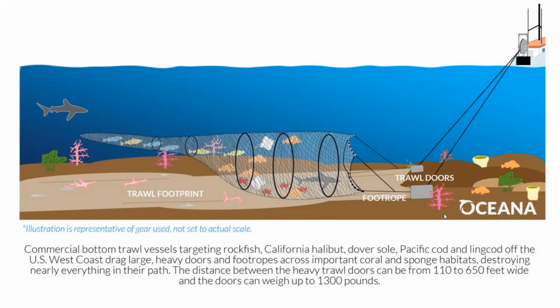And what that's going to do is, you can see here, targeting rockfish, California halibut, Dover sole, Pacific cod, and lingcod. So it's just trying to get those fish specifically. But this isn't going to be a targeted practice. It's just going to come through, sweep along the bottom. And then as you can see here, just catch everything that's in the bottom.